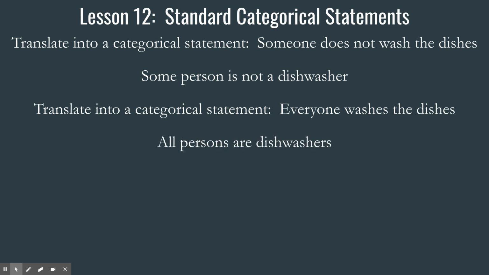Yeah, all persons are dishwashers. Remember, we can only have the verb of being in categorical statements. So we can't say all people wash dishes because wash is a verb. We've got to have all persons are dishwashers, which I wish I'd picked a word that didn't have so much sh in it because it's hard for me to say right.